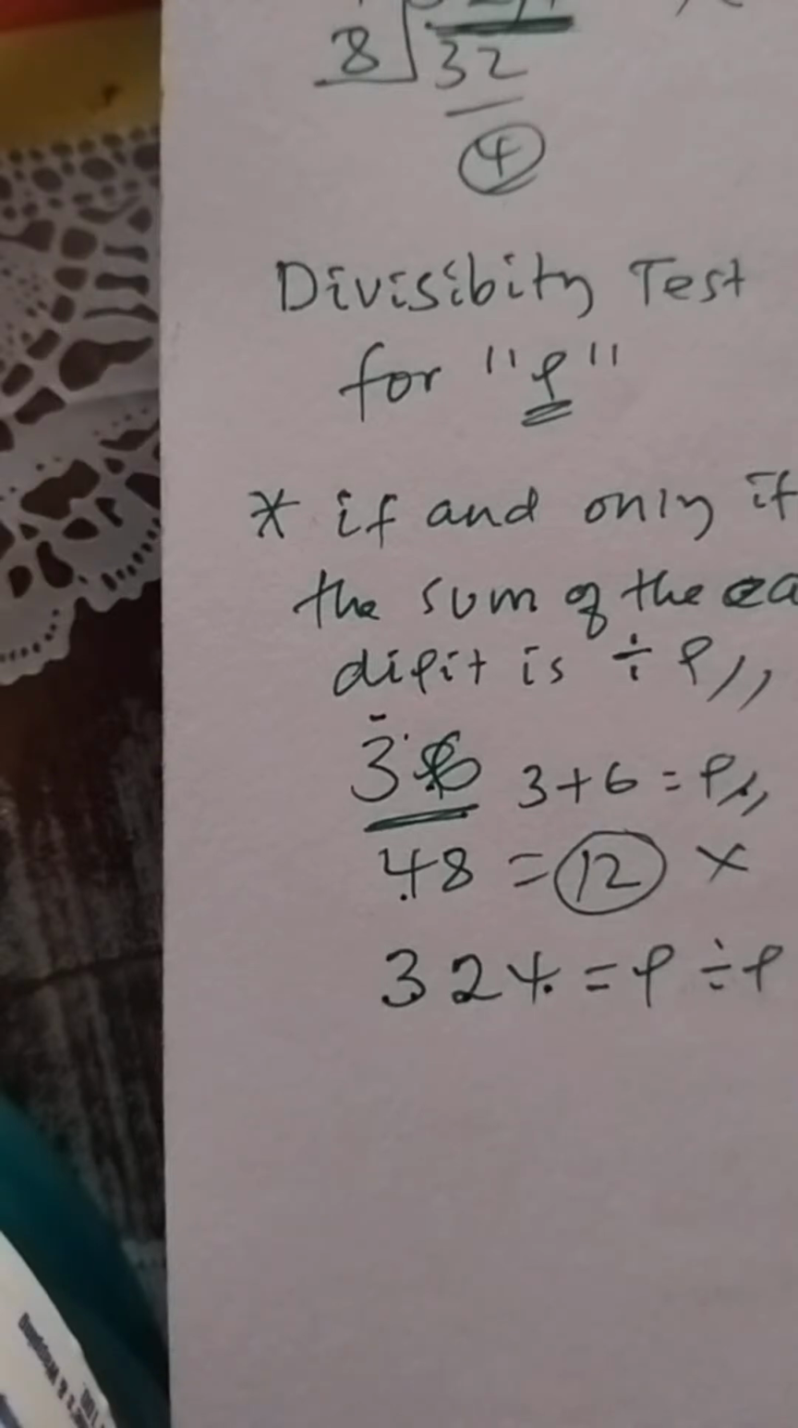Okay, so we see that if it is divisible by 2 and 3, it is divisible by 6. Whether the number is divisible by 8: if the last 3 digits are divisible by 8, that number is divisible by 8. Last but not the least, the number is divisible by 9 if and only if the summation of each digit is divisible by 9. It is similar to the divisibility test of 3.